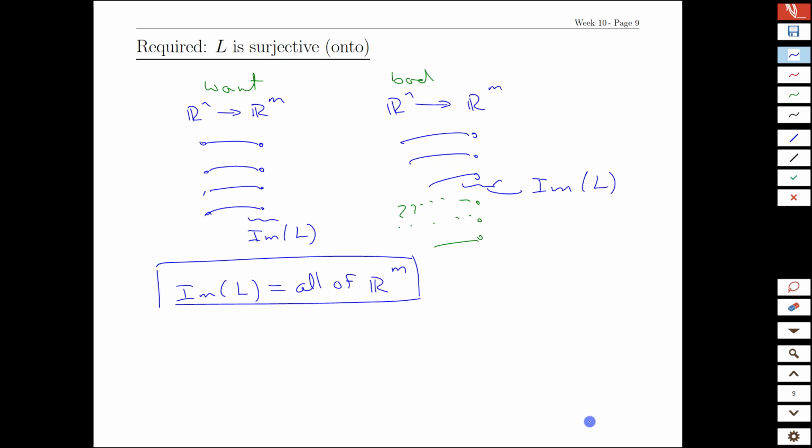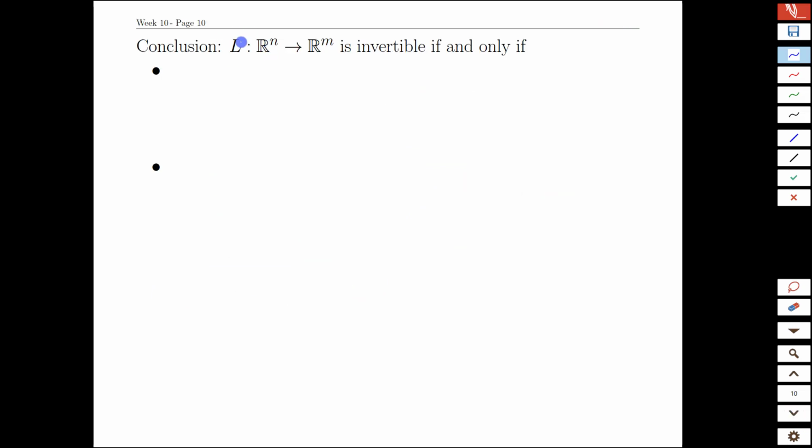Let's put those pieces together. We're going to have a linear transform from Rn to Rm, which is going to be invertible if and only if the kernel of L is just the single zero vector. That's the only thing that gets turned into zeros when we apply the map. And the image of L has to equal all of Rm.